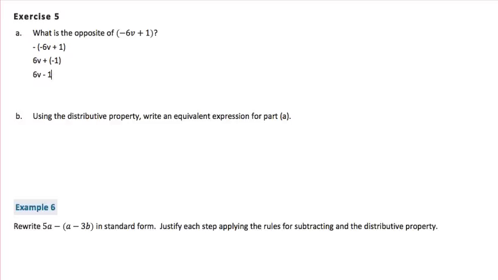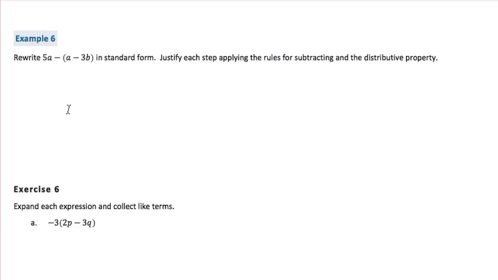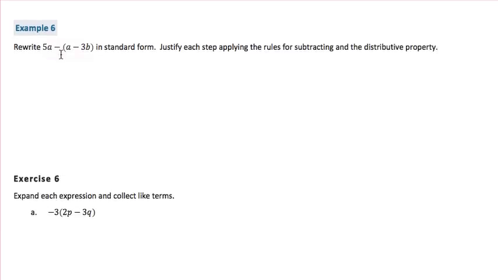Then in part B, they ask us, using the distributive property, to write an equivalent expression for part A, which is what we just did. We wrote it this way, and then we wrote the equivalent expression. Example 6, we're going to rewrite 5a minus the quantity a minus 3b in standard form and justify each step applying the rules for subtracting and the distributive property.